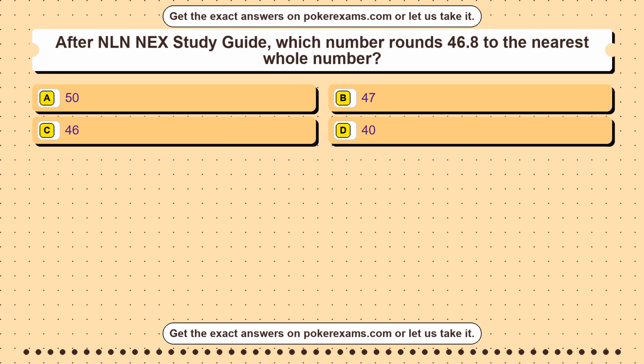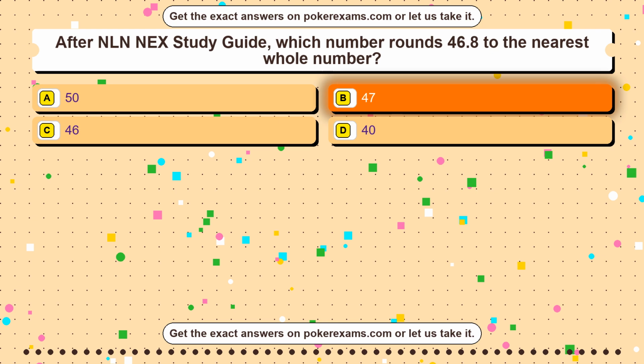Question 16. After GED scientific method practice, which GED subject focuses most on interpreting experiments and data? Option A geometry. Option B science. Option C social studies. Option D RLA. The correct answer is option B.